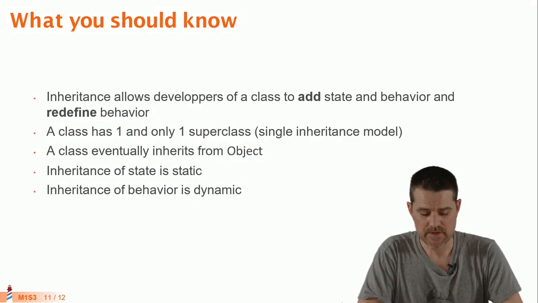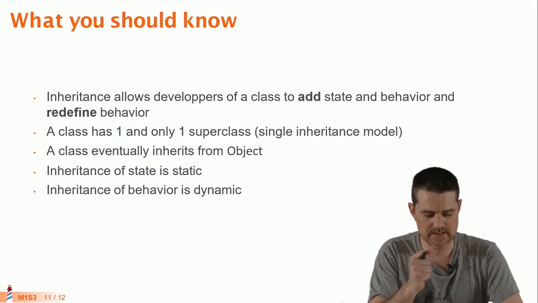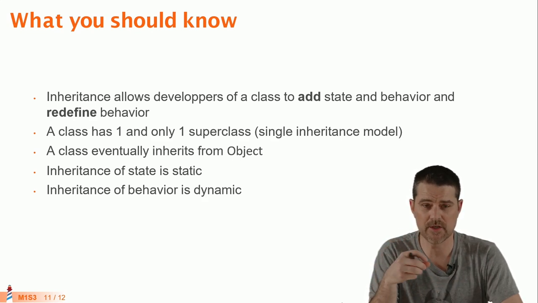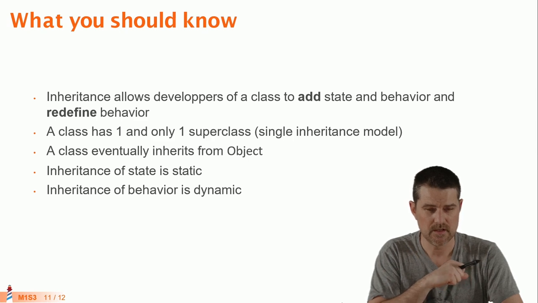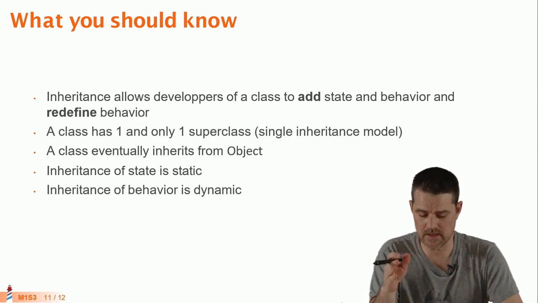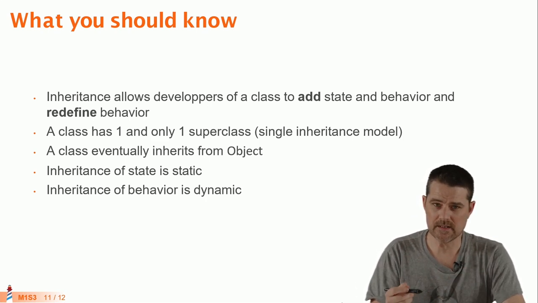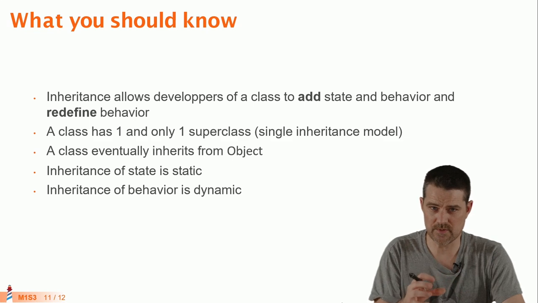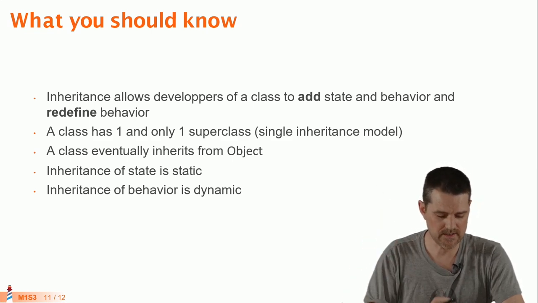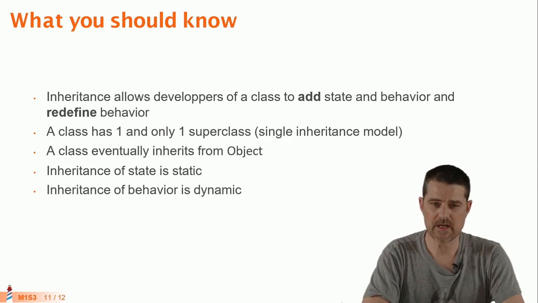What you should know in this lecture, the key messages, is that inheritance allows developers to add state and behavior and to refine behavior in subclasses. Usually a class has only one superclass. This is a single inheritance model. And all classes of the system eventually inherit from Object, which provides the basic behavior for all objects in the system. Inheritance of state is static, as we saw. The instance variables are computed from all instance variables defined in the hierarchy of classes. And the inheritance of behavior is dynamic.